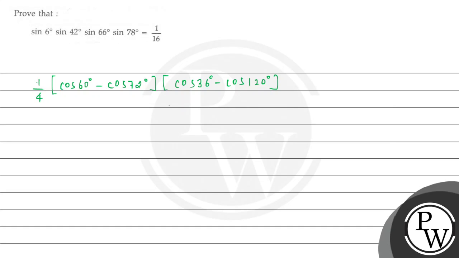Now we'll put in the values that we know. So 1/4: we know the value of cos 60 degree is 1/2, in general. Cos 72 degree, we don't know its value, but we know the value of cos 18 degree, so we'll try to convert it into 18. So this can be written as this, and we know the value of cos 36 degree. As of now we put it as it is, and we can convert cos 120 degree into cos(90 degree plus 30 degree).